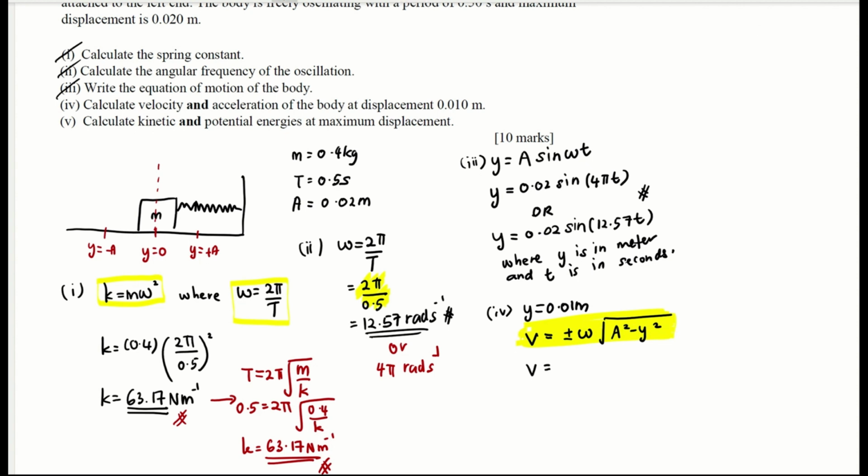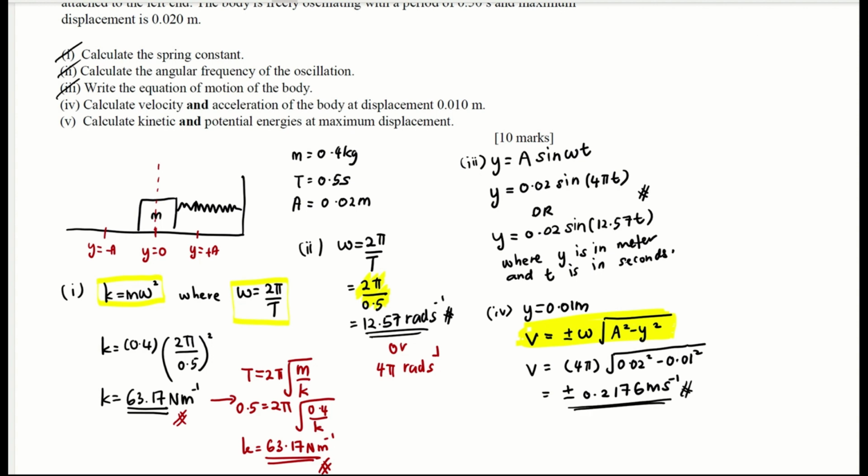So v is equal to omega. So let's say omega tadi adalah 4 pi. Okay, and then square root a 0.02 squared minus 0.01 squared. Okay, you tekan calculator and then pastikan calculator awak betul lah awak tekan. Okay, and then you akan dapat plus minus 0.2176 meter per second.